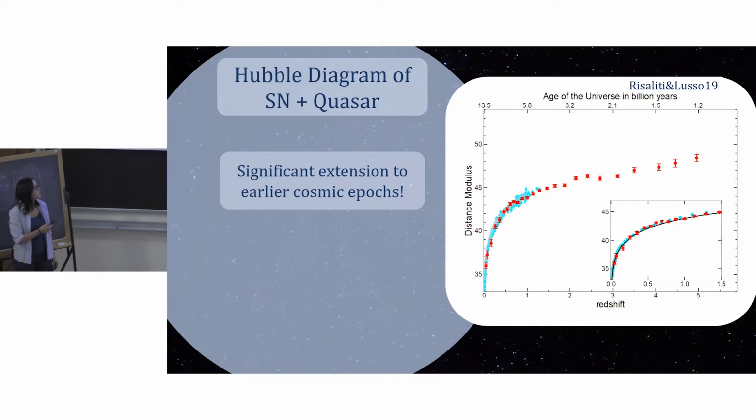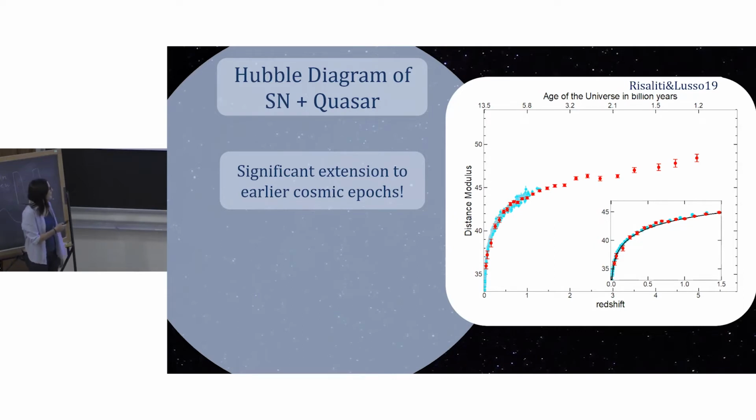So you see here we have supernovae, these are quasars, and you see that we can extend quite a bit this Hubble diagram. And we can go to when the universe was around 1 billion years old. So this is a quite significant extension. And also you can note that in the common redshift range, there is a perfect match between supernovae and quasars. This is also reassuring us that the method that we're using is working, that you should trust quasars.